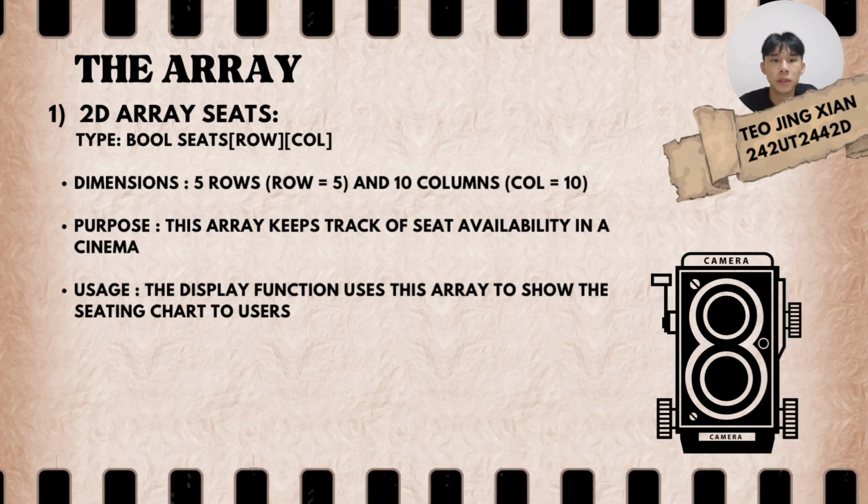Each spot in this array represents a seat in the cinema, and the value of each spot tells whether the seat is taken or not. If the value is false, it means the seat is available. If it is true, the seat has already been booked. When the user selects a seat, the system updates this array to show that the seat is now occupied. This is what the display function uses to show the seating chart, with available seats marked as a dash and occupied ones marked as X.